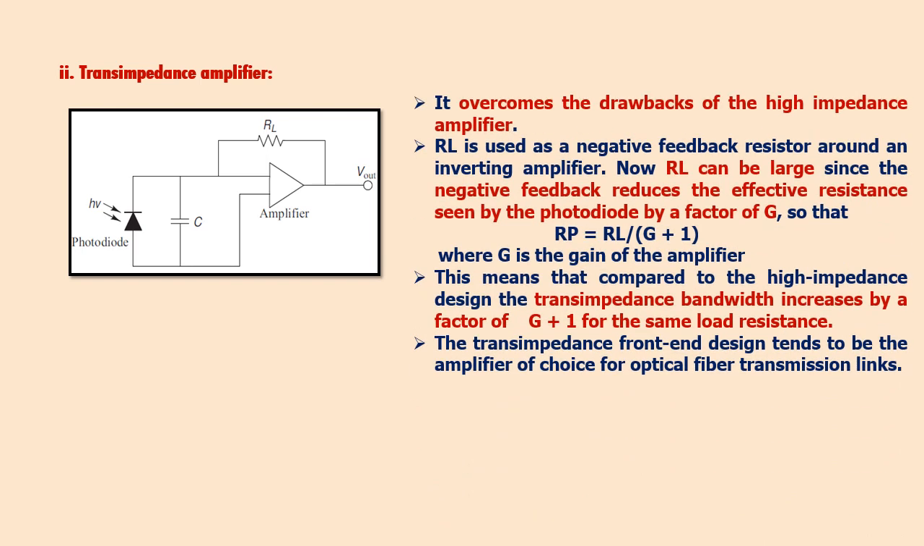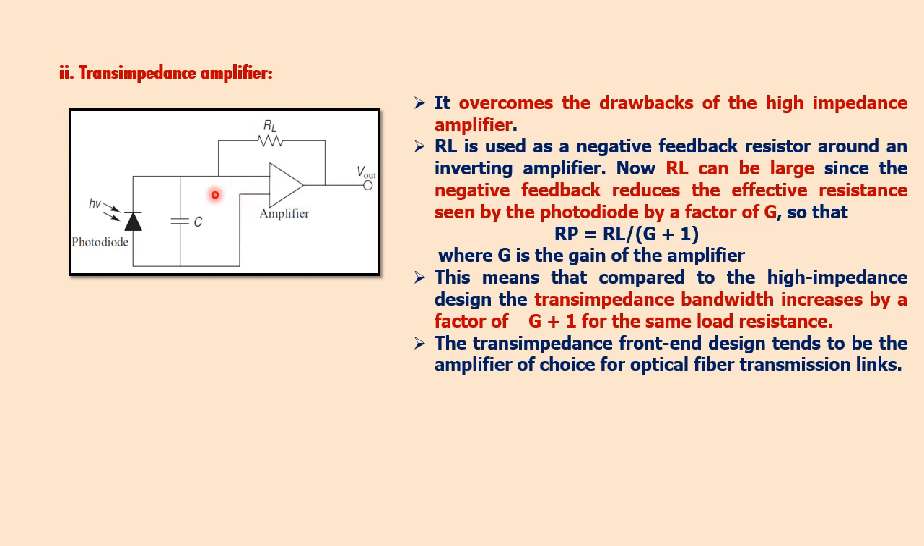Next comes the trans-impedance amplifier. This is the circuit diagram for the trans-impedance amplifier, which overcomes the drawbacks of the high impedance amplifier we discussed in the previous slide. Here the load resistance RL is used as a negative feedback resistor around this inverting amplifier. RL can be large since the negative feedback reduces the effective resistance. Therefore we can write the resistance for the photodiode as RL by G plus 1, where G is the gain of the amplifier. This means that compared to the high impedance amplifier design, the trans-impedance bandwidth increases by a factor of G plus 1 for the same load resistance.